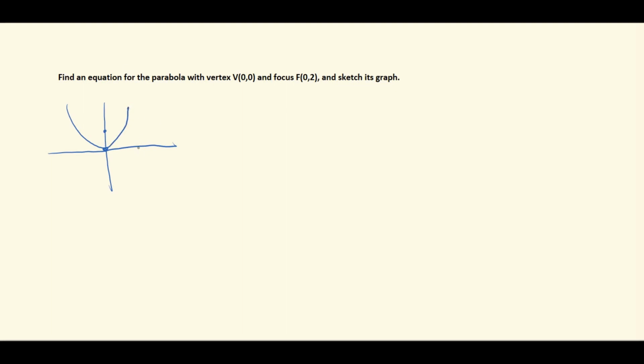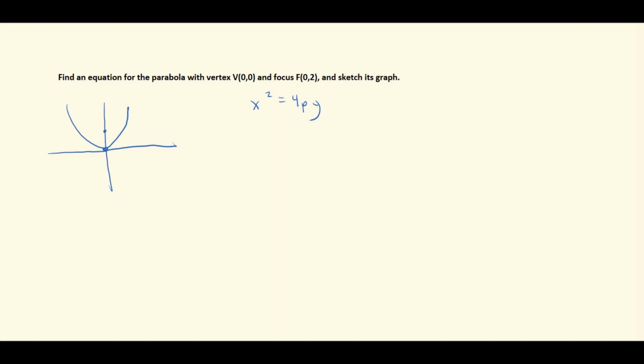If the focus was here, it would open this way. If the focus was here, it would open this way. And if the focus was here, it would open that way. So based on where the focus is, it tells us that it's opening upward. And if it opens up or down, we know that it's going to have the form x squared is equal to 4py. So what we need to do now is we need to find what p is.